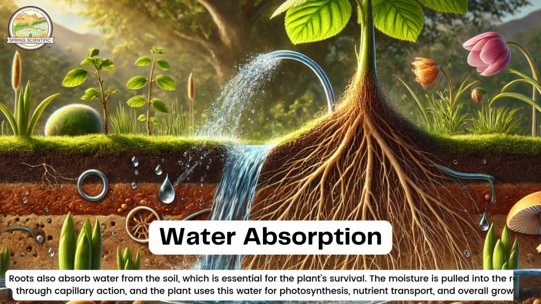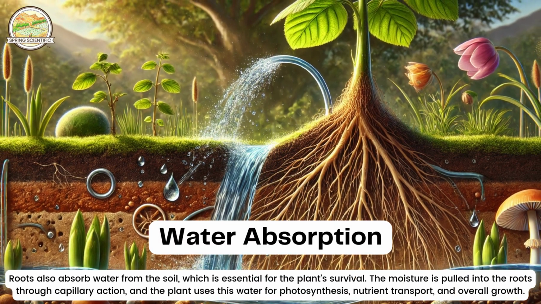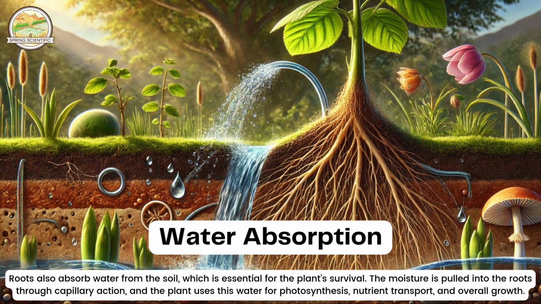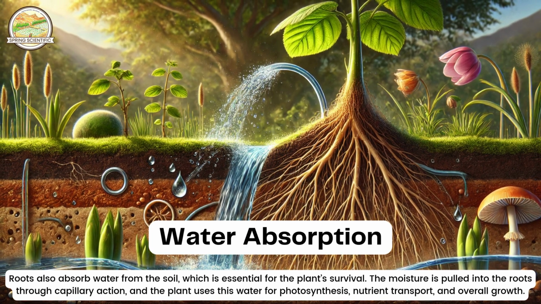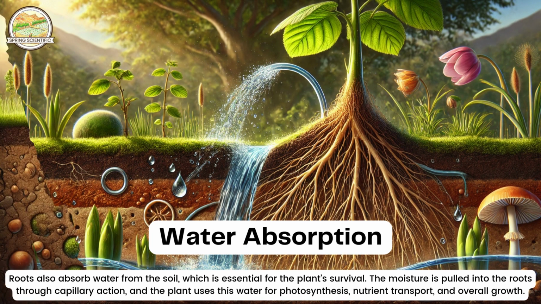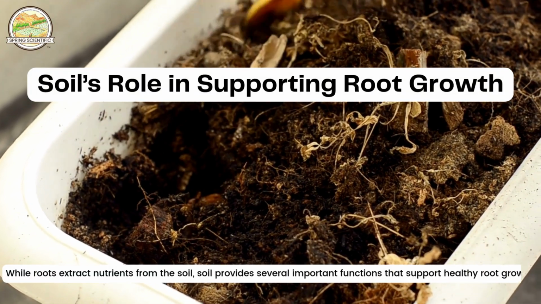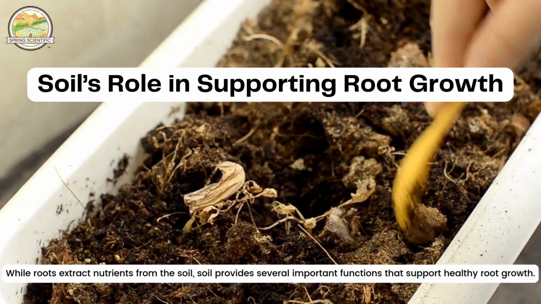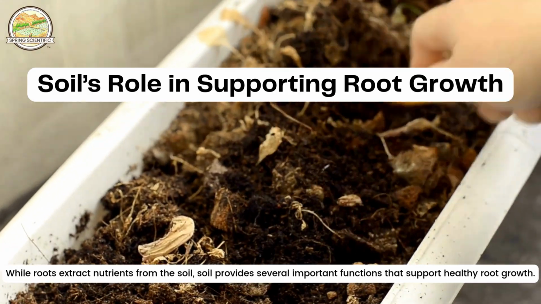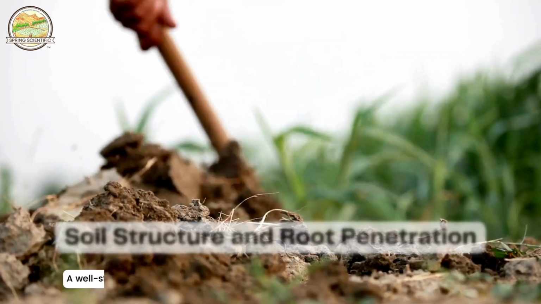2. Water absorption. Roots also absorb water from the soil, which is essential for the plant's survival. The moisture is pulled into the roots through capillary action, and the plant uses this water for photosynthesis, nutrient transport, and overall growth. While roots extract nutrients from the soil, soil provides several important functions that support healthy root growth.